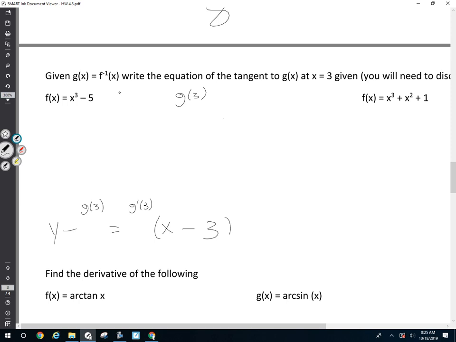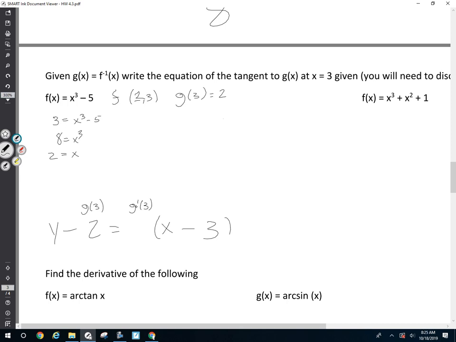Well, f is going to have the point something, 3. I need to find that value. How do I find it? Well, you could set up an equation. What is the x-coordinate when the y is 3? I can add 5. I get 8 equals x cubed. X is equal to 2. So f of 2 gives us 3. G of 3 is going to be 2. So I put 2 there.